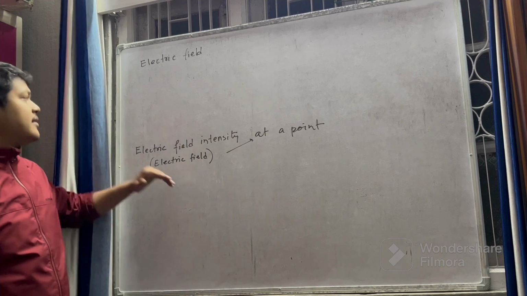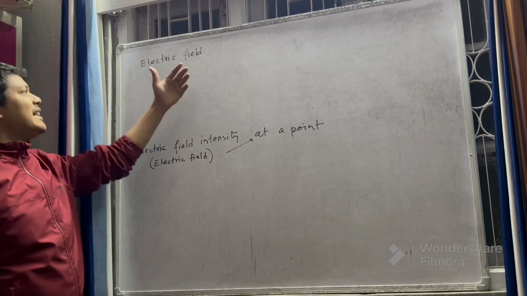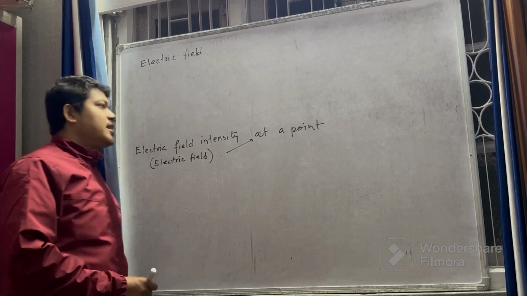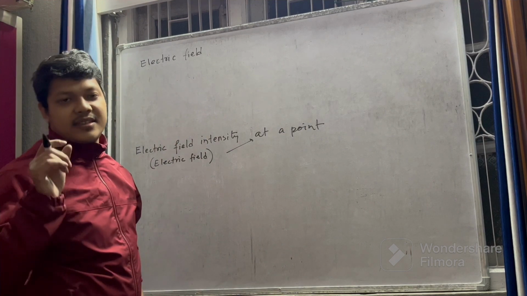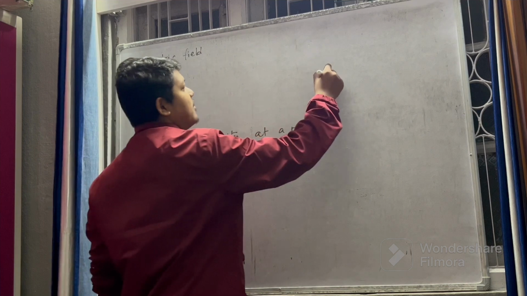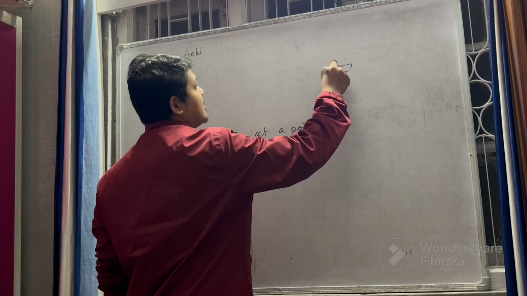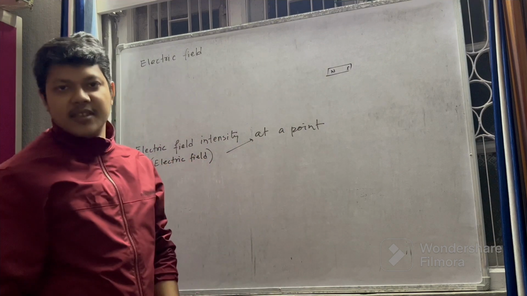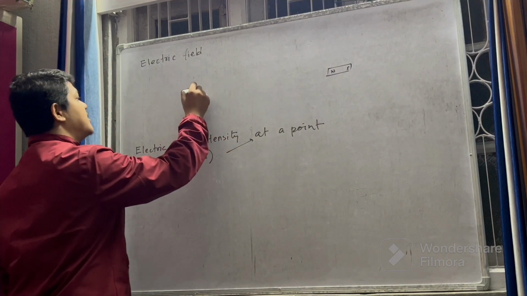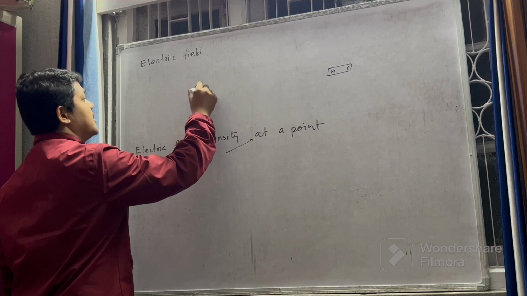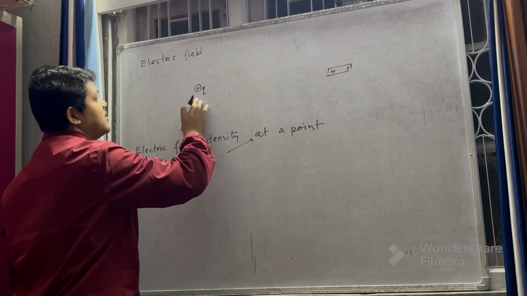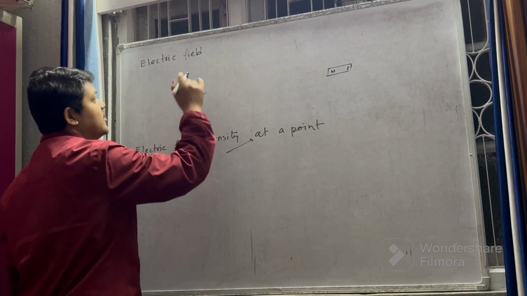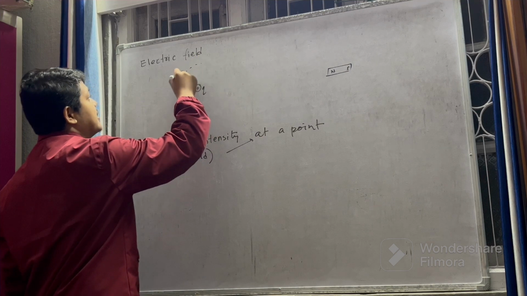Generally, if we say only electric field, as you have studied in class 10, if we have a bar magnet, then around it there must be a magnetic field. Similarly, if we have a charged particle which is at rest, we will have an electric field, right?